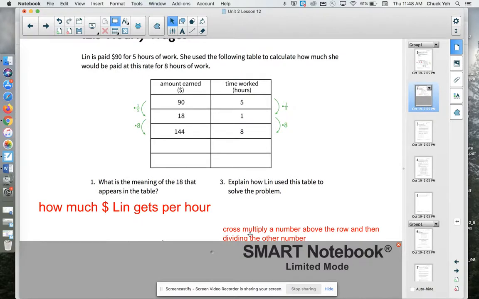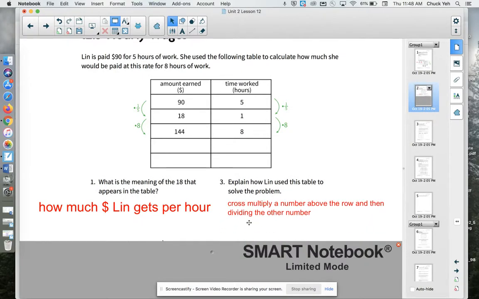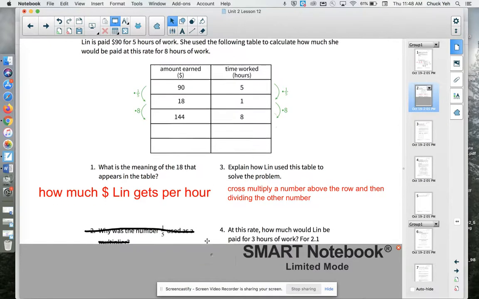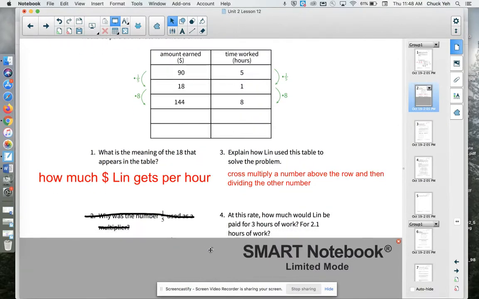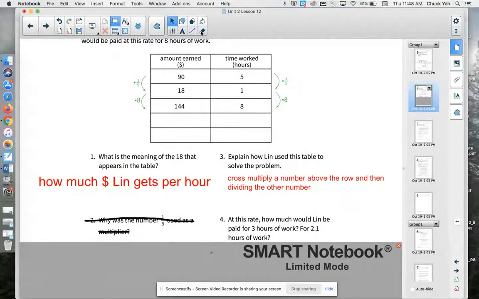Now this one here is going to help you for the next problem. So at this rate, how much would Lynn be paid for 3 hours of work and for 2.1? So put 3 hours here and then 2.1 here. How would she find out what 3 is? Well, 1 times what is 3? 3. So then what's 18 times 3? Put the answer there. Or you can cross multiply a number above the row and then divide it.